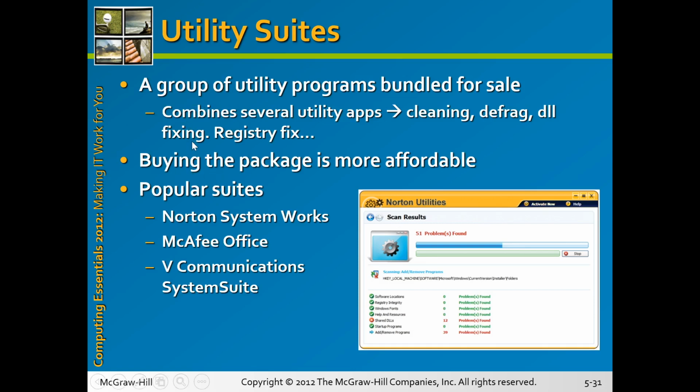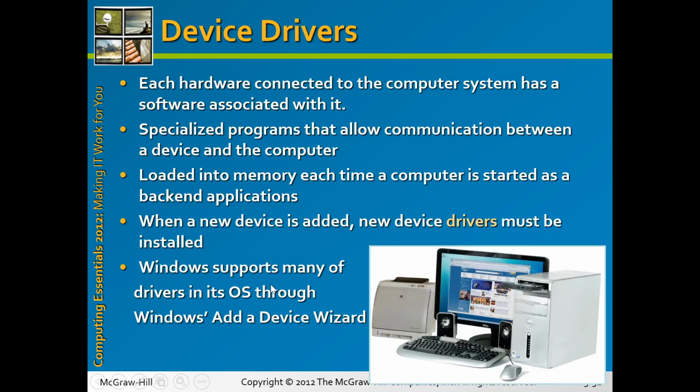So these packages are available in the market, and you can buy them. Of course, having them all together is more affordable than buying each different application or utility separately, because they provide you a lot of utilities within one whole package. Popular suites here, to say, are Norton System Works, McAfee Office, and also the Communication System Suite.